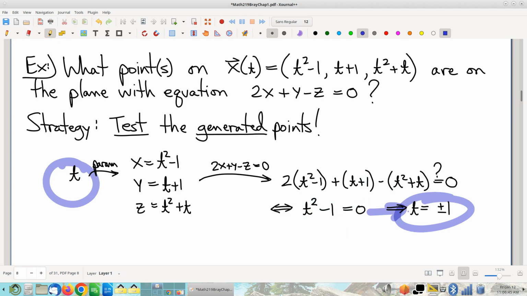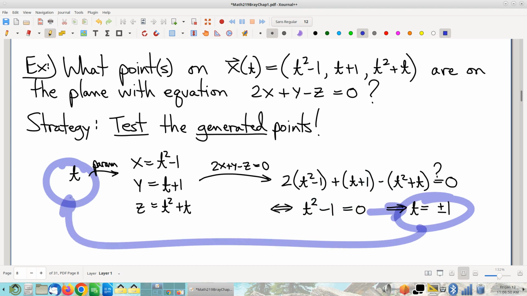T is plus or minus 1. These, of course, are not points. These are the values of t, though, that generate the points that I'm actually interested in. So to finish up this question, you take these values of t, plug into your point generator, and out comes your x, y, and z. Everybody all right? Cool.